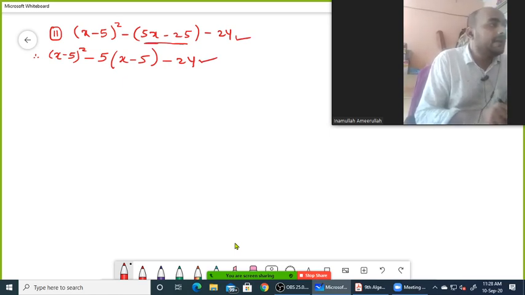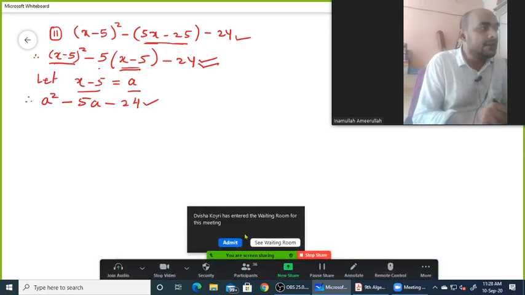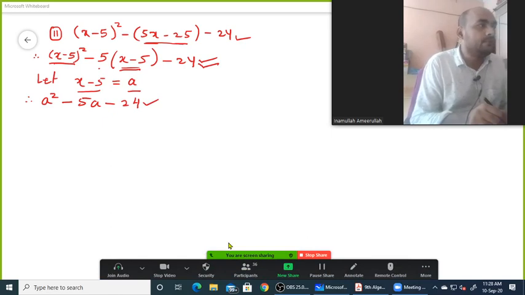Now after that, x minus 5 is the same. So I can consider let x minus 5 is a. So if x minus 5 is a, this part can be considered as a square minus 5 into a. So here we can take 5a minus 24. So when we replace x minus 5 as a in this polynomial, we have a square minus 5a minus 24.